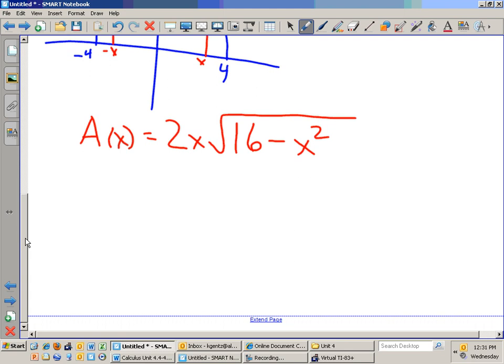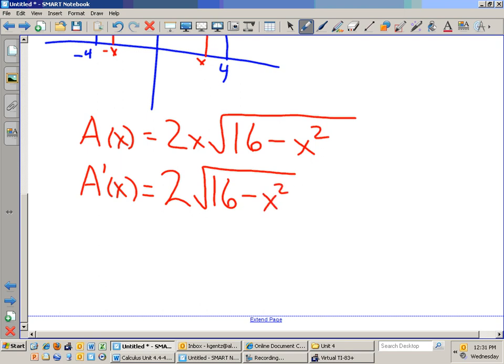Promise you won't yell at me. How do you take the derivative of that? Chain rule and the product rule. What's the derivative of 2x? 2 times the square root of 16 minus x squared. Oh, hey, we're halfway done with the product rule. Plus 2x times the derivative of that. How do I find the derivative of that? Chain rule.